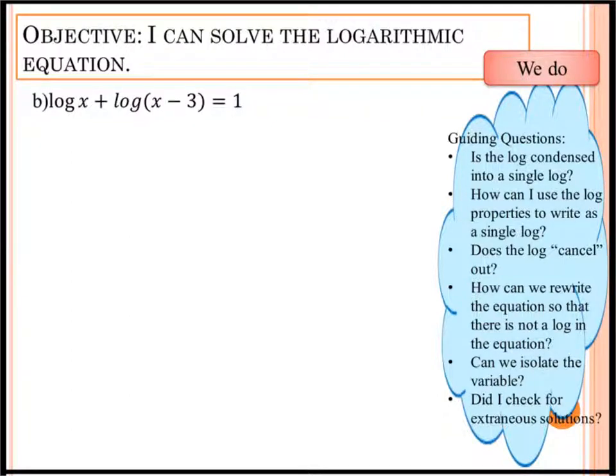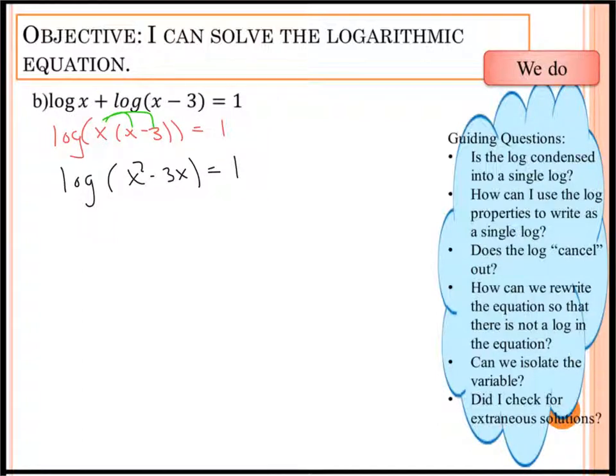When I look at this, I see that we have addition of 2 logs. That means I want to rewrite it as a single log. So I have log base 10, actually, because there's no number written there, so I know that it's log base 10. And I have x times x minus 3, and that's equal to 1. I'm going to go ahead and distribute that x to everything. So I get log of x squared minus 3x equals 1.